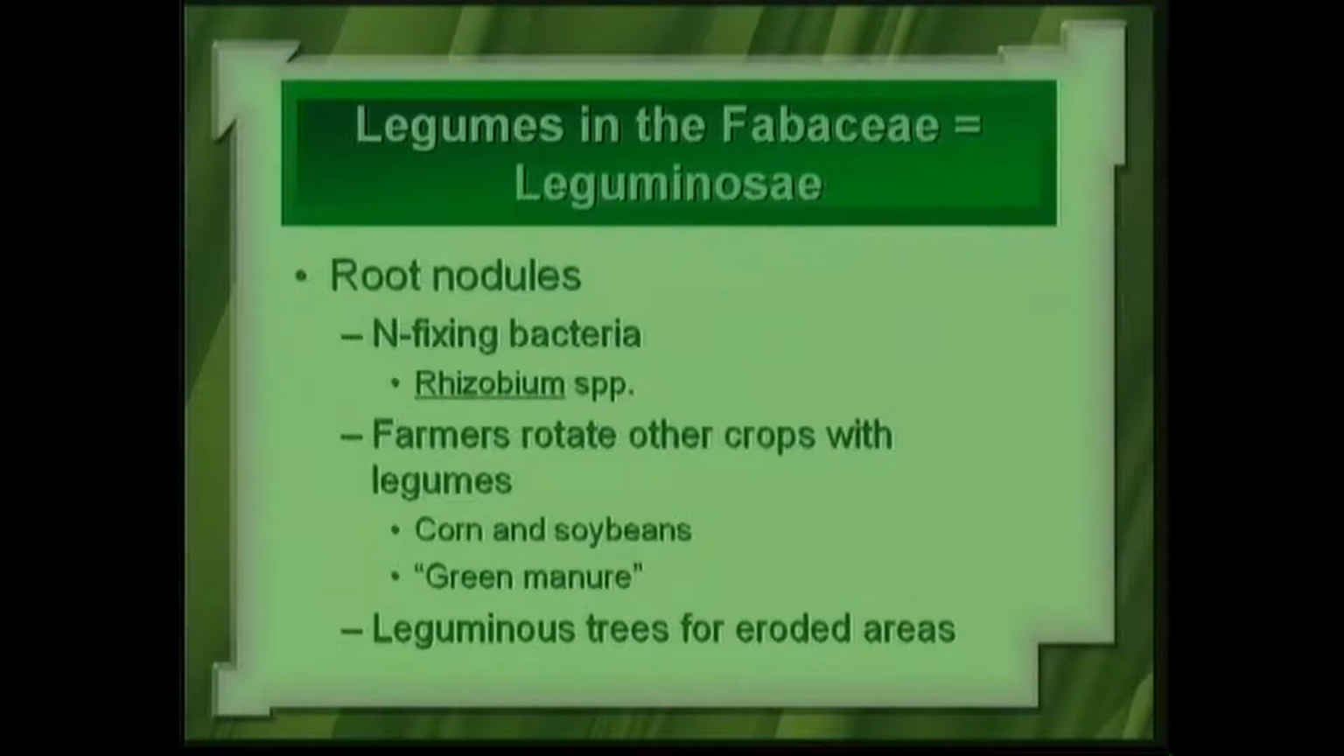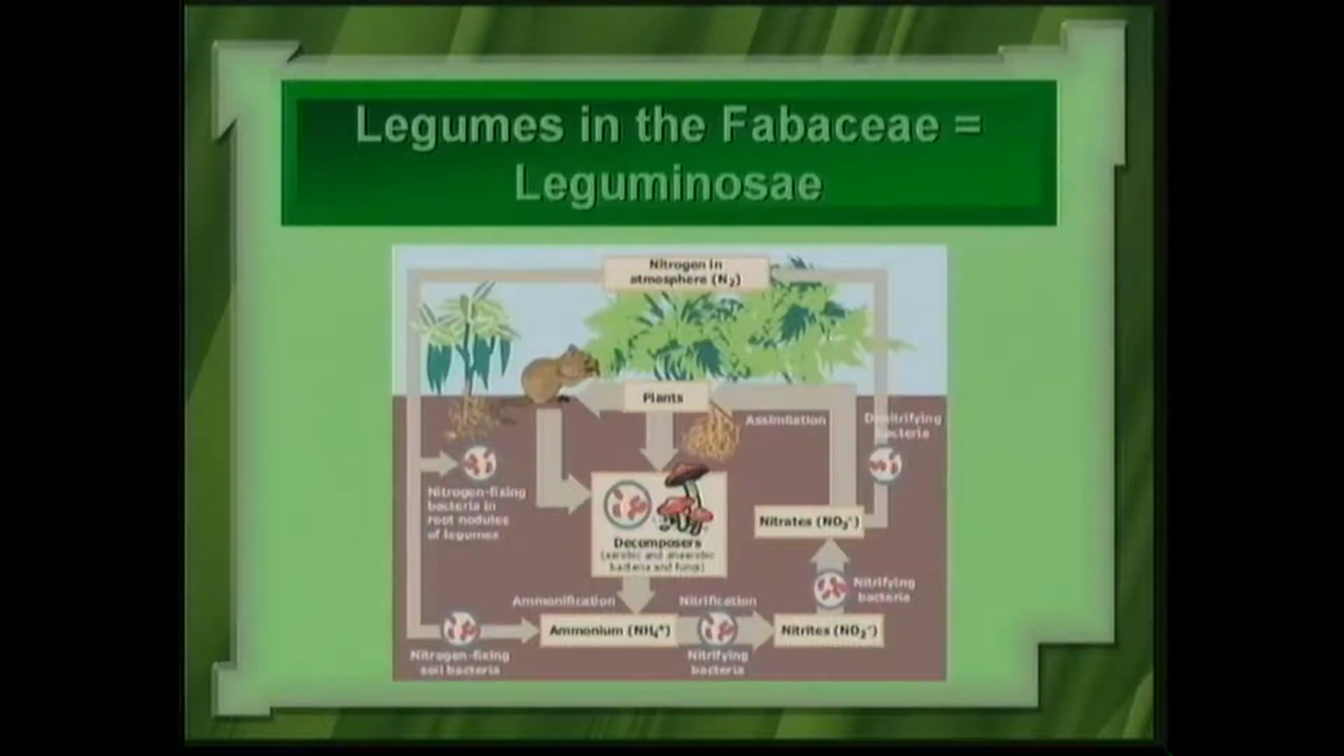nitrogen fixation. Another thing that people do is they will actually plant trees that belong to the family Fabaceae in areas where the soils are depleted or where you have lots of erosion, because these legumes will help build up the soil. They'll actually add nitrogen to the soil. So why don't we take a look at that, okay?